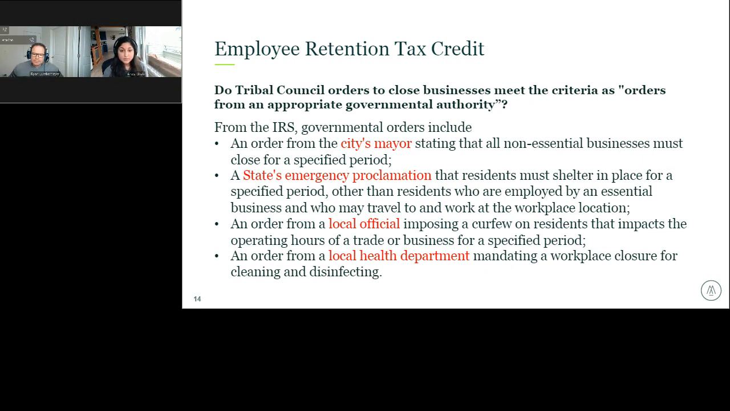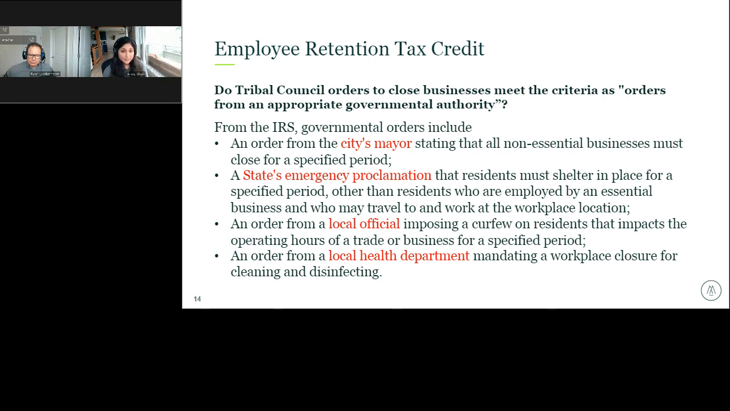Well, there is one of two criteria that you would need to meet. It's an either-or. So either you meet the first criteria, if the tribal government or tribal business had fully or partially suspended operations due to orders from an appropriate government authority due to COVID, then you would become eligible for this tax credit.